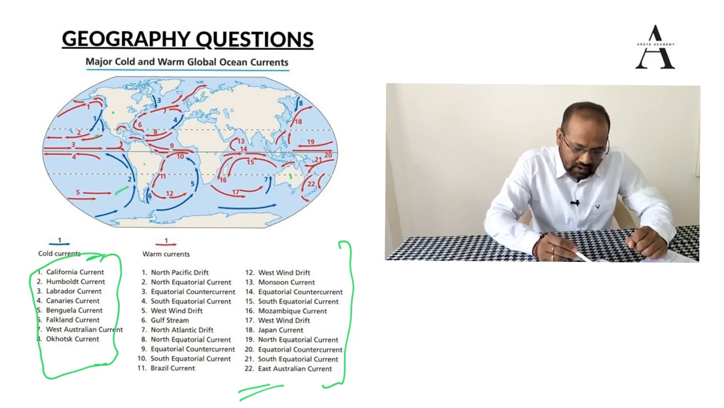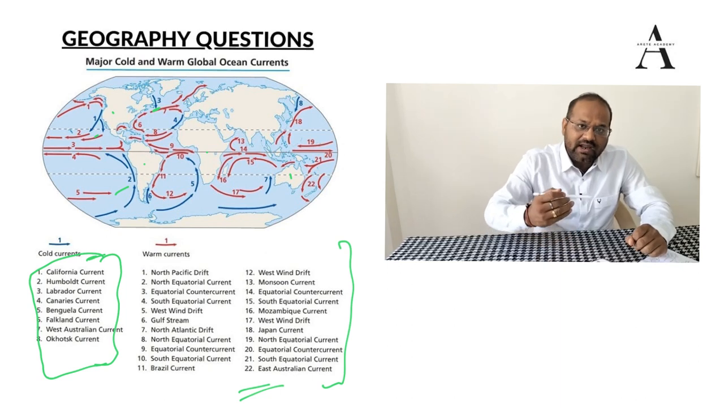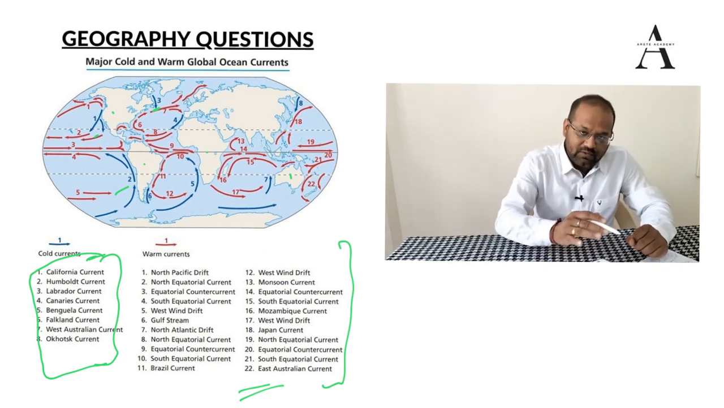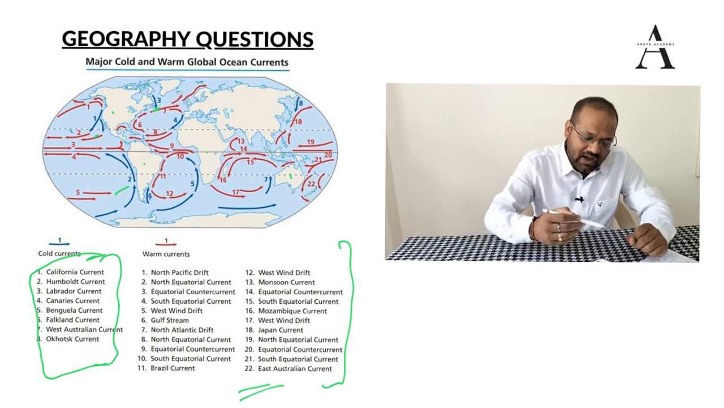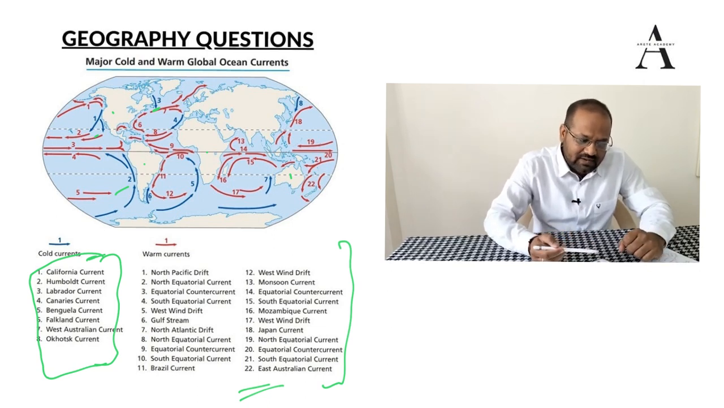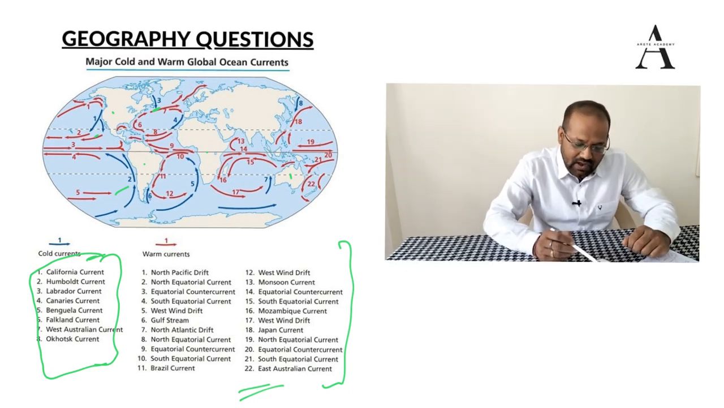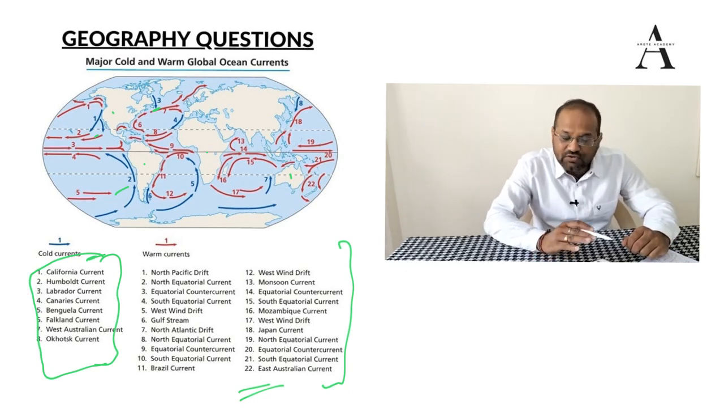Or the Labrador current here. The Labrador current is in a higher latitude, so don't analyze it from that point of view that it is on the eastern side, because that is coming in the higher latitude. In tropical and subtropical latitudes, you will find the major cold currents on the western margin, and you will find the warm currents on the eastern margin.